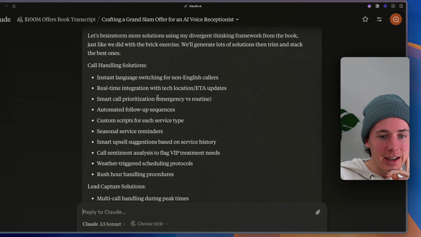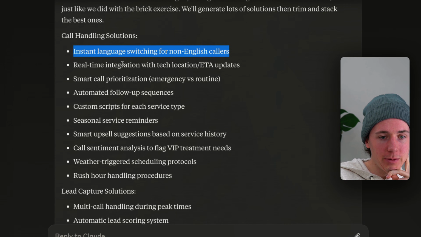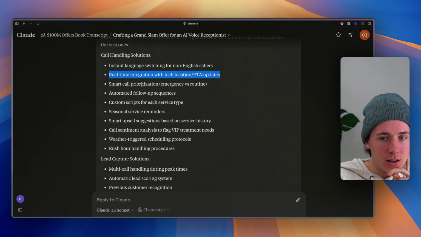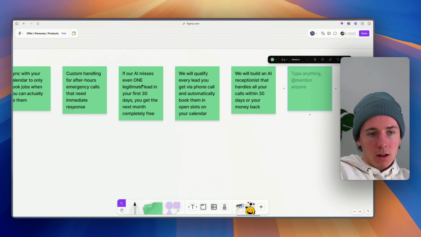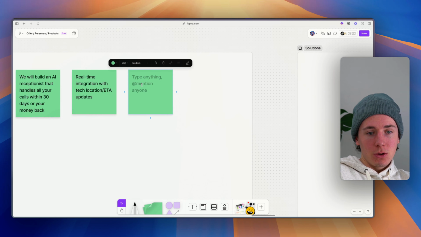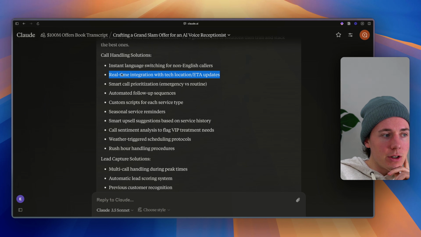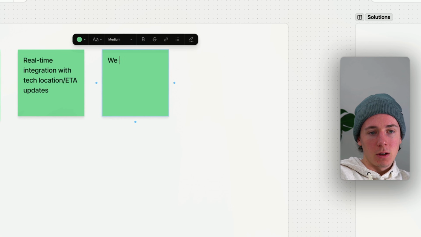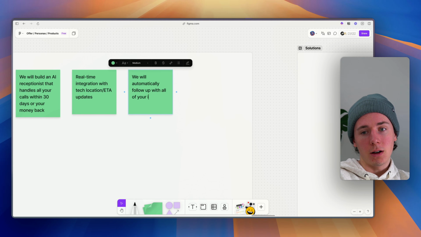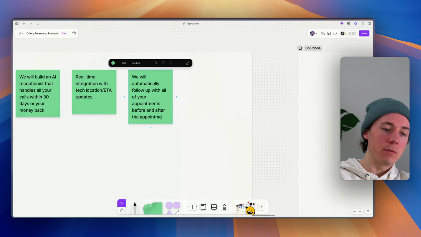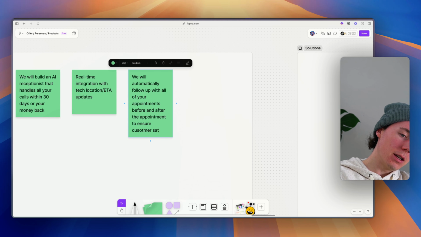AI. Instant language switching for non-English callers, real-time integration with tech location, ETA updates. That could be really interesting. But I don't want to put that in the cold email. But we'll add it in here as a potential solution, right? This is the divergent thinking. We're trying to diverge and create as many solutions as we can. Automated follow-up sequences. We will automatically follow up with all of your appointments before and after the appointment to ensure customer satisfaction.